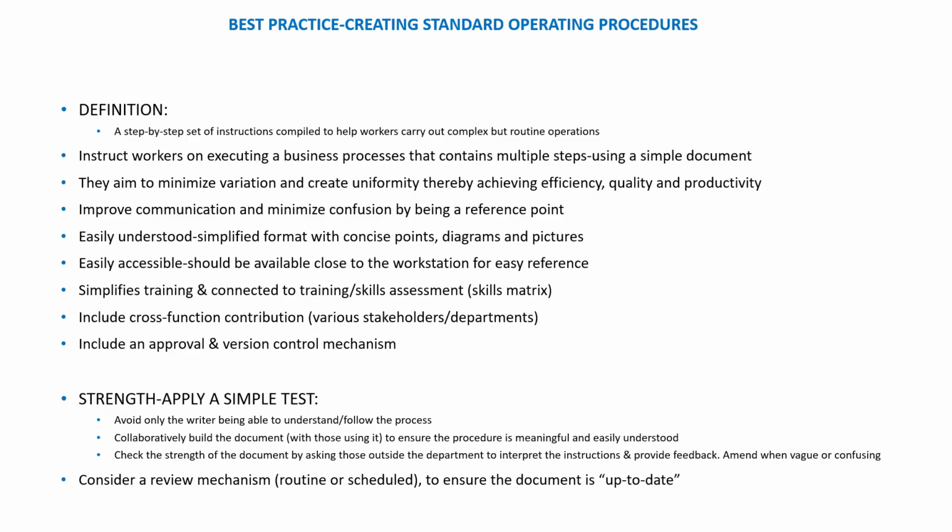What is a standard operating procedure? It's a step-by-step set of instructions compiled to help people carry out complex but ultimately routine operations. It allows us to instruct people to execute business processes that contain multiple steps but using a single document. They aim to minimise variation by improving efficiency, quality, productivity. They improve communication, minimise confusion by being a reference point.